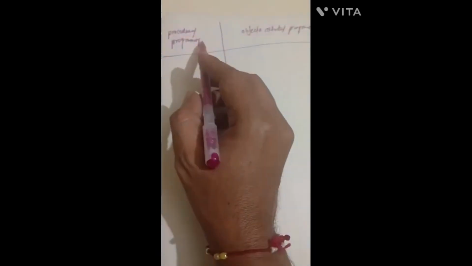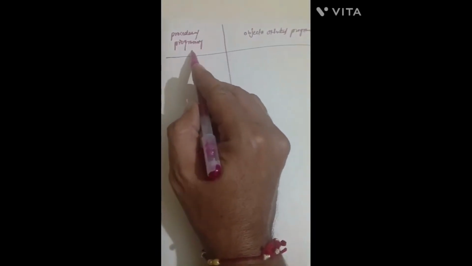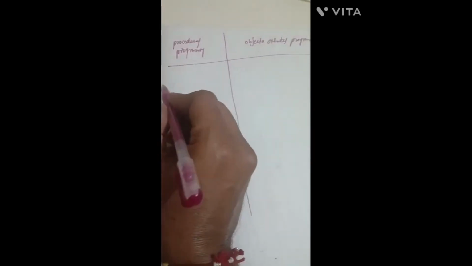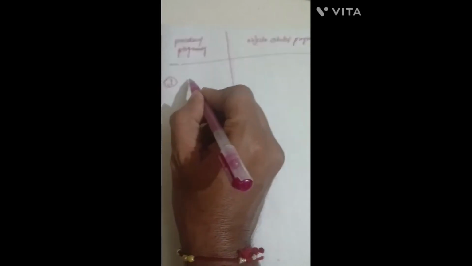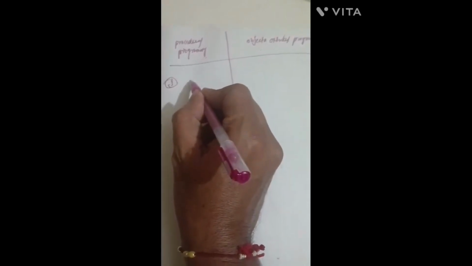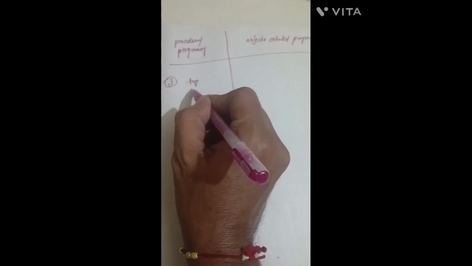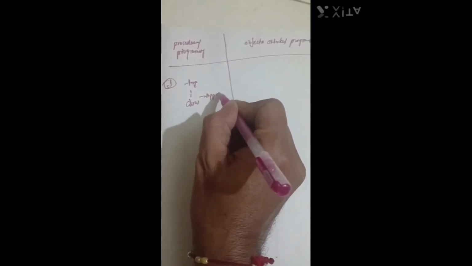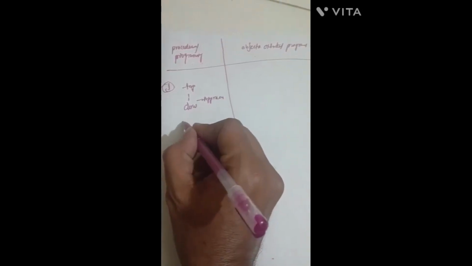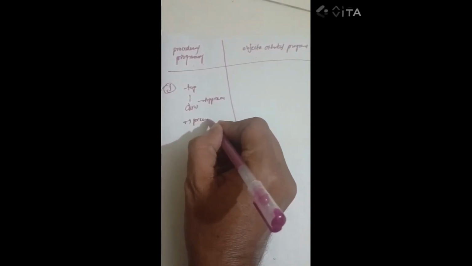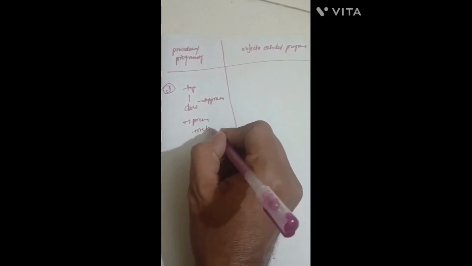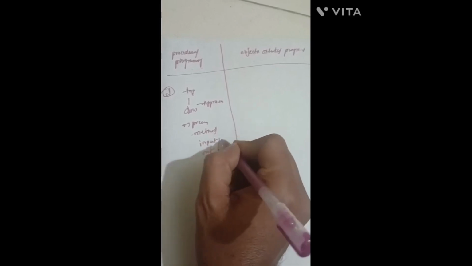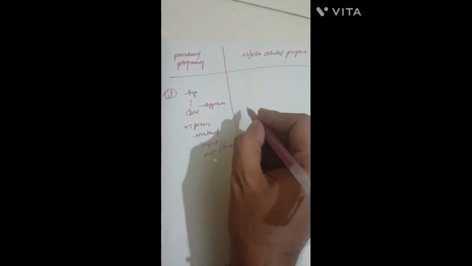See the difference between procedural programming and object oriented programming. The first point is procedural programming is a top down approach. Top down approach means first we write the preprocessors, methods, input, output, functions. This is called the top down approach.